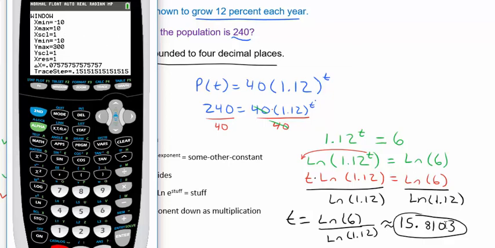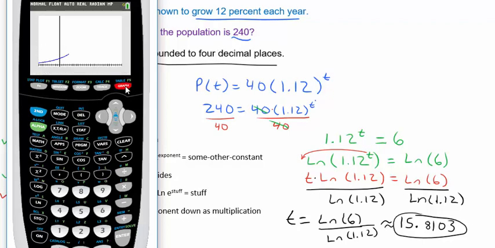So even though I know the answer is 15, I would have guessed, without even doing the problem by hand, that 10 years may not be enough. I usually change this to at least 30, 50, and sometimes even 100 to give the population enough time to grow so it reaches the desired value, in this case of 240. Now that I have my window set up, I'm going to press graph.